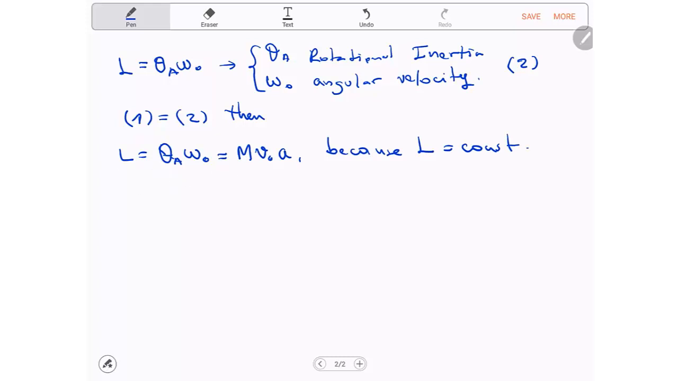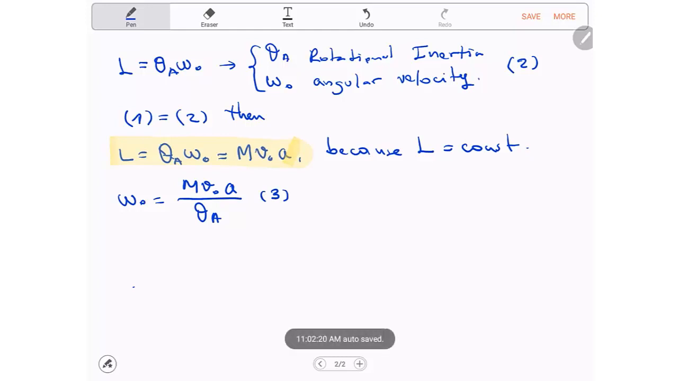From this equation, we can clear omega 0. If we clear omega 0, we will have omega 0 equal to m v0 a dividing theta a. And let's call this equation number 3. Okay, we have this equation number 3 right here.